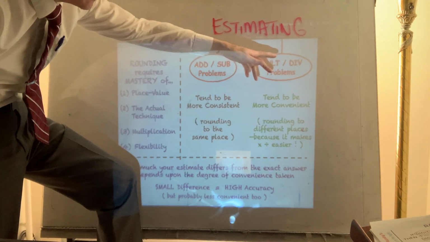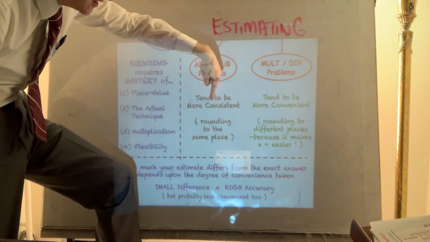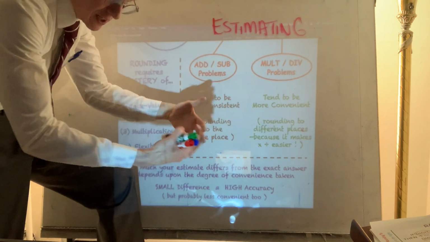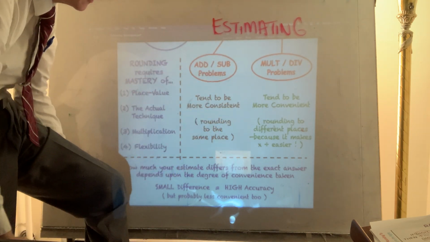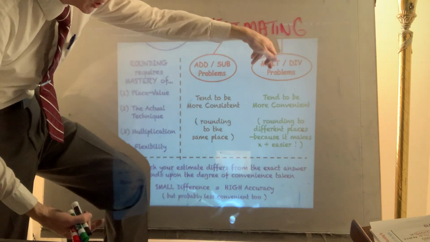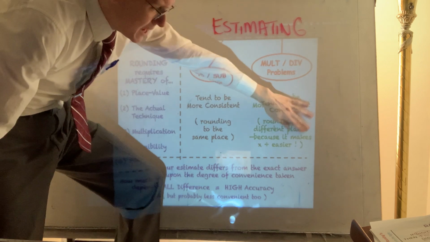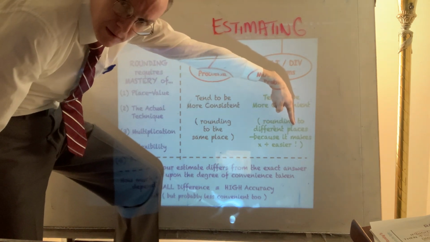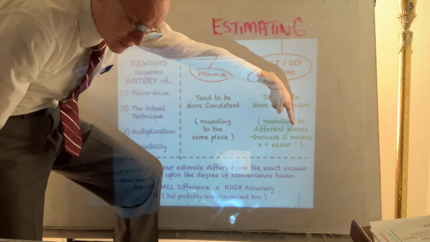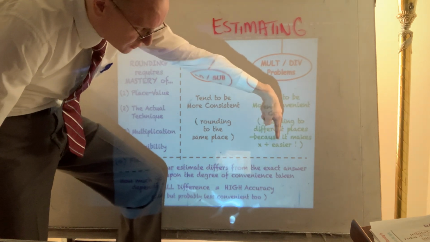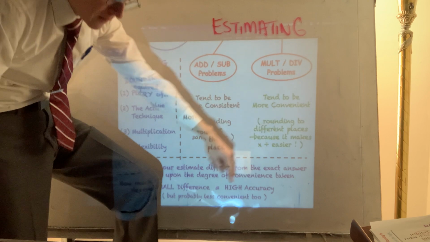When you're multiplying or dividing, these tend to be less consistent and more convenient. By that I mean it's for your own sake, making it easier on yourself, because you deal with things that are generally larger when you're dealing with multiplication. You round maybe to different places. That's why it's less consistent, I would say, because it makes the multiplication or the division easier.